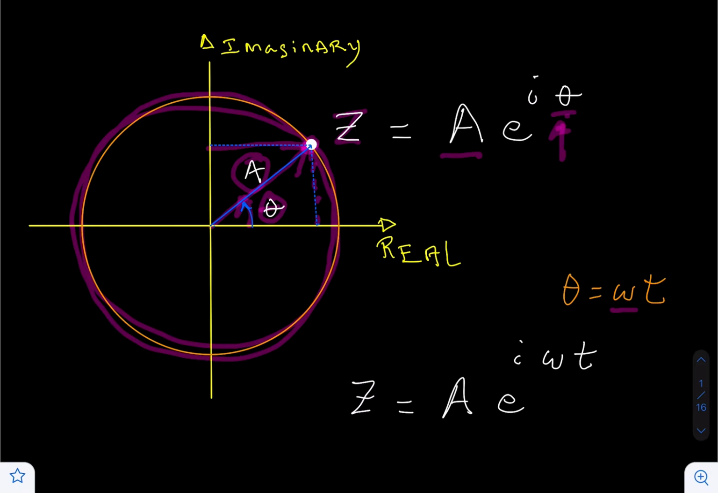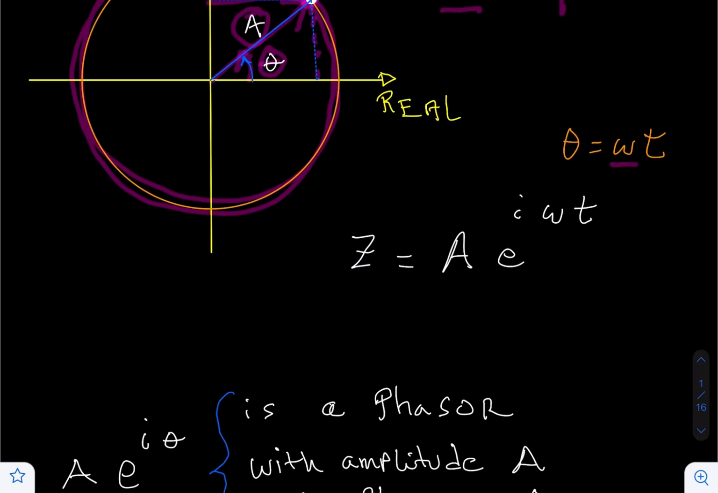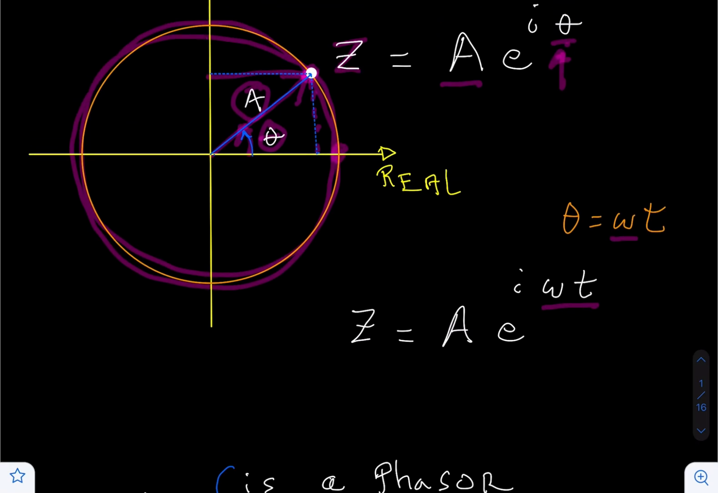As it goes around, this is like omega t, so at t equals 0, it's a e exponent 0, which is 1. It starts right there, and after a certain amount of time, depending on the frequency, if you're going at 60 hertz, for example, you're going to spin around this thing 60 times per second. Now, if you have three of these points, 120 degrees apart, this could be representing 60 hertz phasors for power generation.